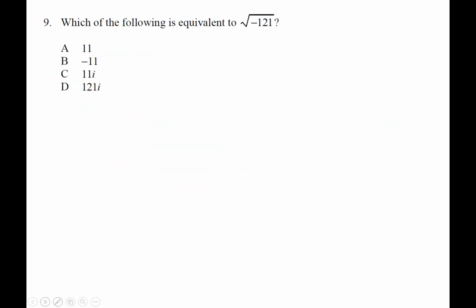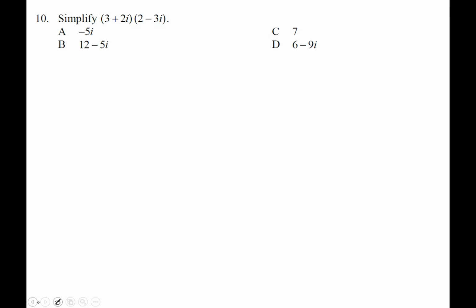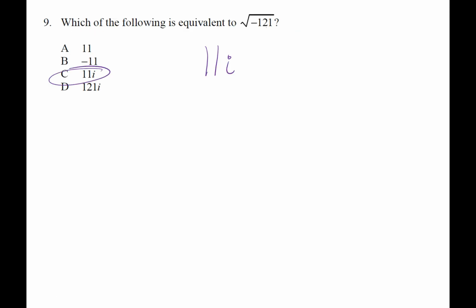Which of the following is equivalent to the square root of negative 121? So we're going to go ahead and pluck an i out. And the square root of 121 is 11. Easy, easy peasy. Don't get that one wrong.